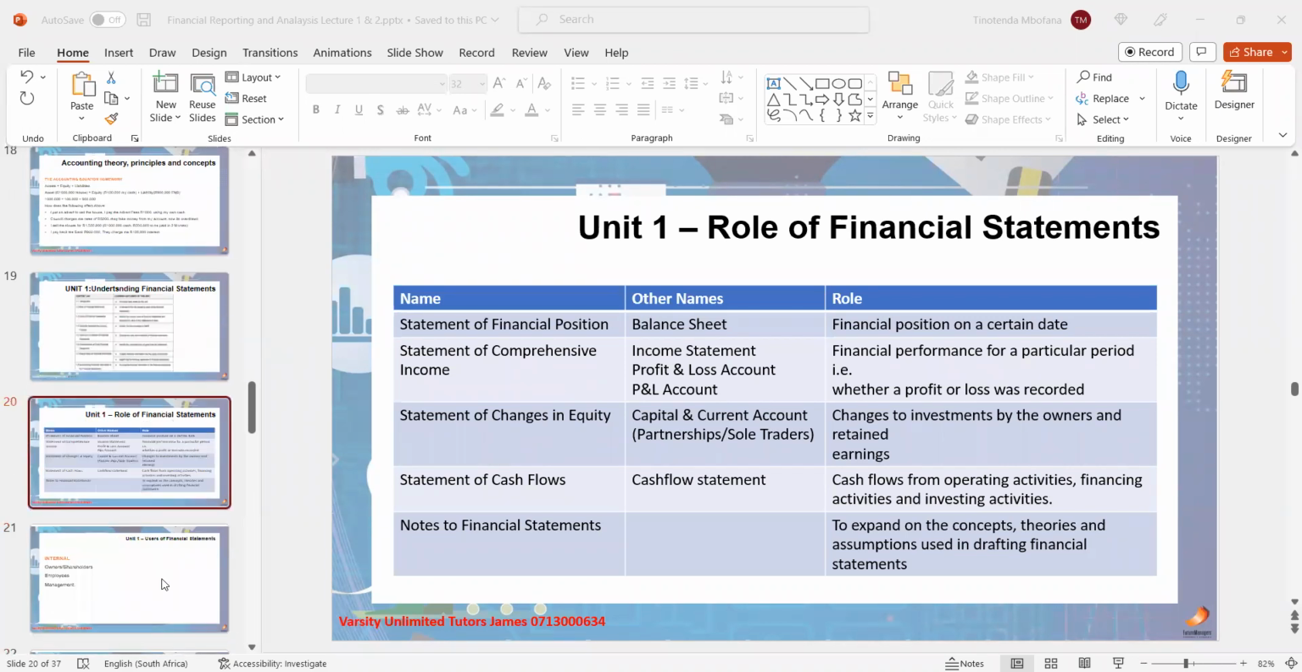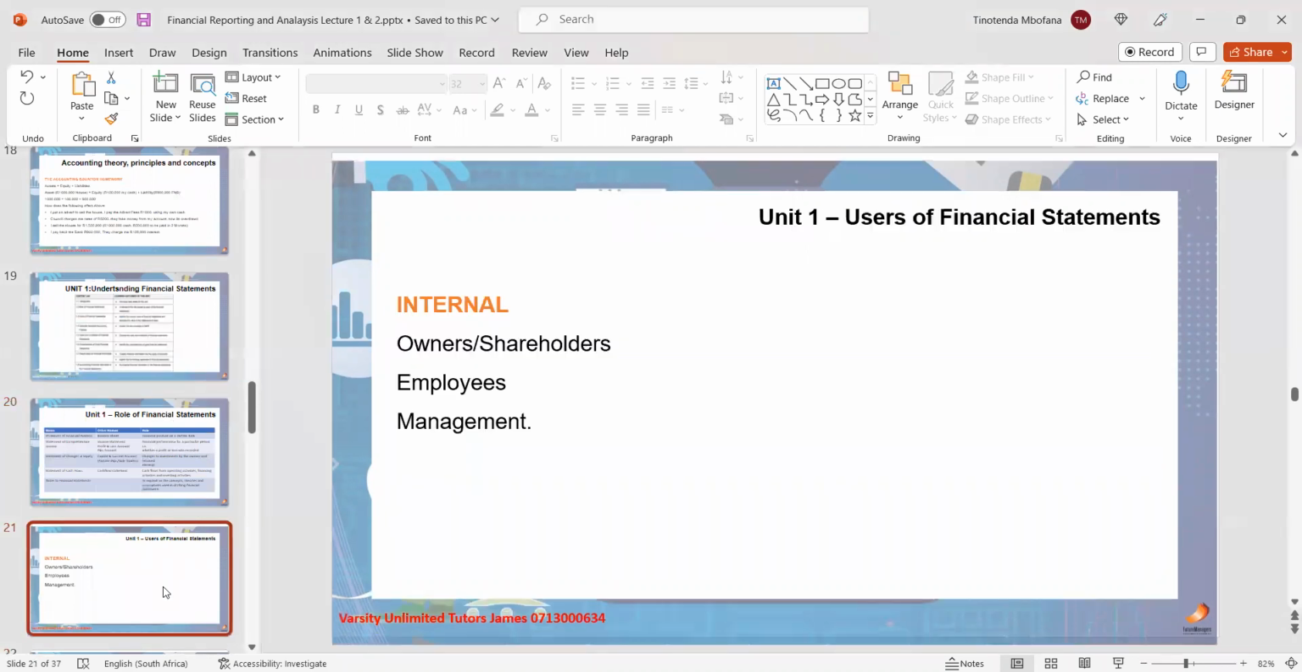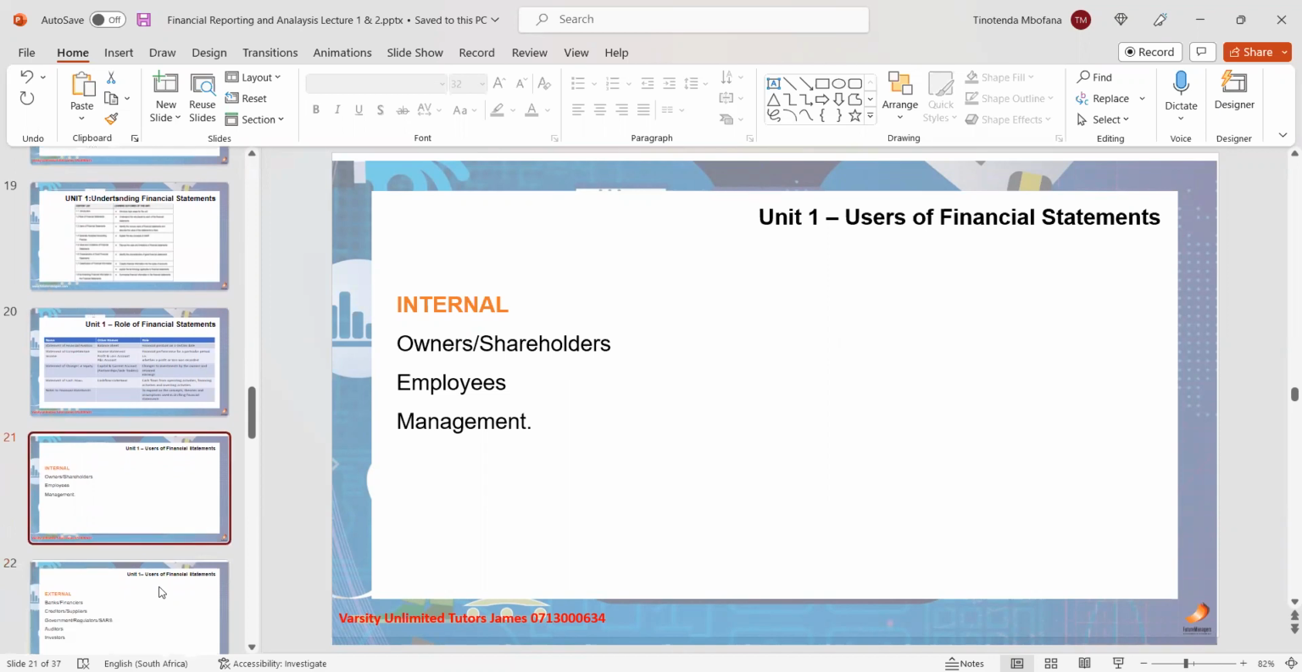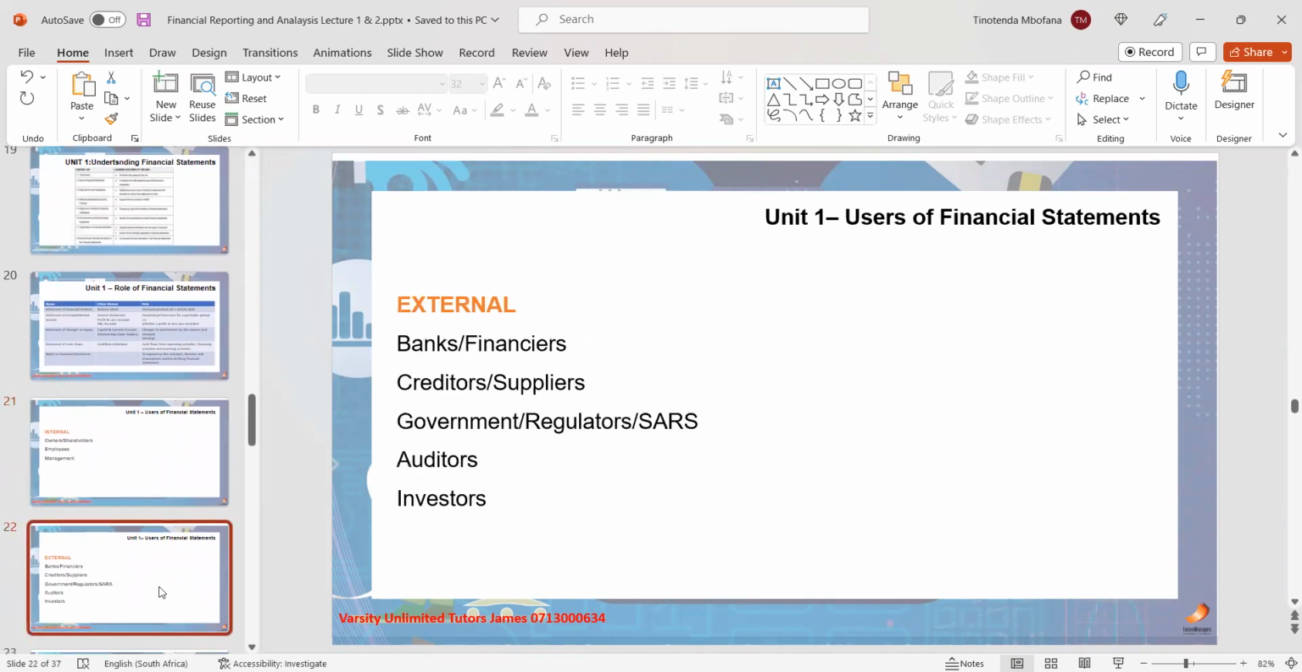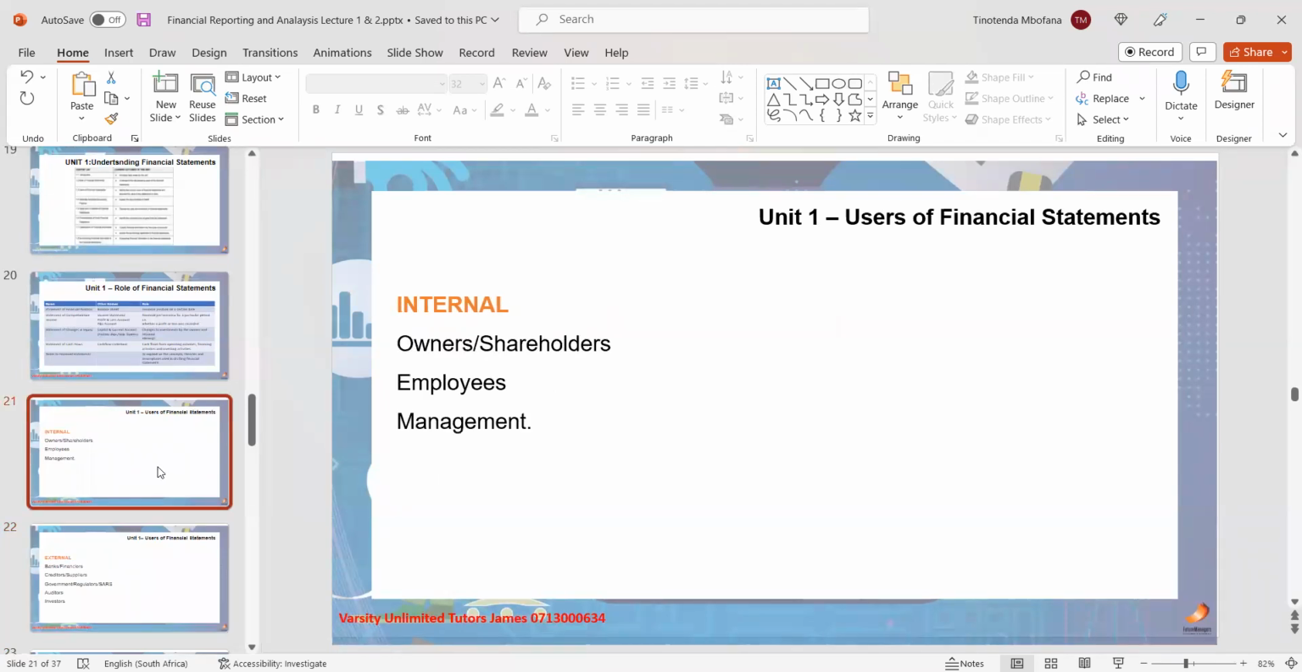And then, in addition to the role, the next part talks about the users of the financial statements. Now, again, remember what I said, users of financial statements are people that are benefiting from your financial reporting and analysis. Now, this can be internal or external. Usually, when we're looking at financial reporting and analysis, we're looking at external users of information. But internal people can also use this. Usually, this falls under managerial accounting most of the time.